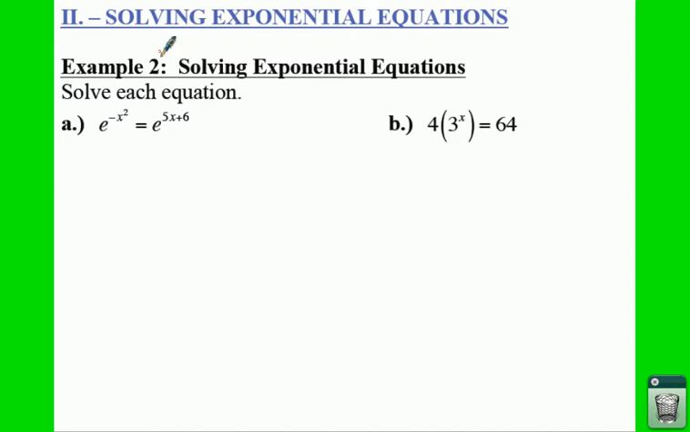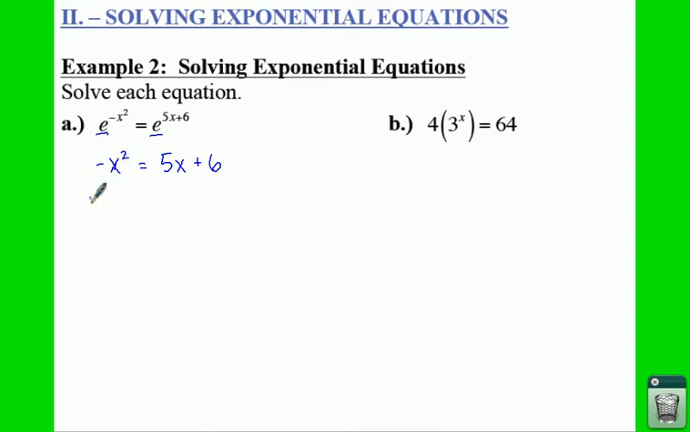Alright, so for example 2 here, if we want to solve each equation, if you notice that we have x's in the exponents, that's not a big deal. What you're going to have to do is set each of these exponents equal to each other, because since your bases are the same, you get negative x squared equals 5x plus 6. Because your bases are equal, that means your exponents must be equal.